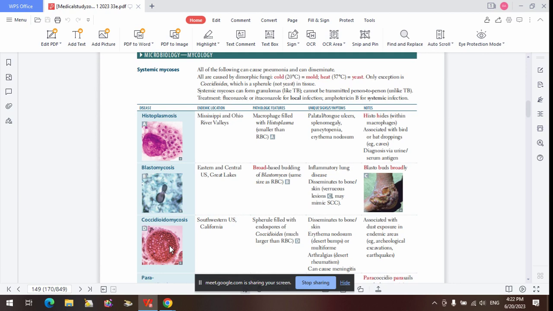Yes. So that spherule is just like a ball of cells. The spherule contains what we call endospores. Those endospores are these tiny, tiny balls, these reddish things that we can see. The endospores can break out to form the original microbe, which is the Coccidioides.